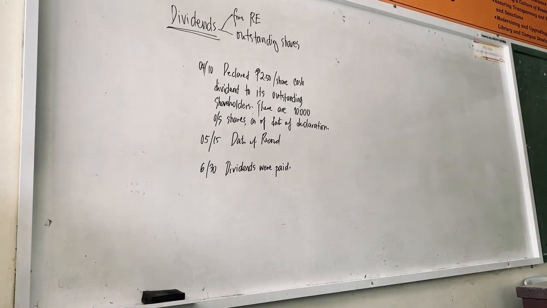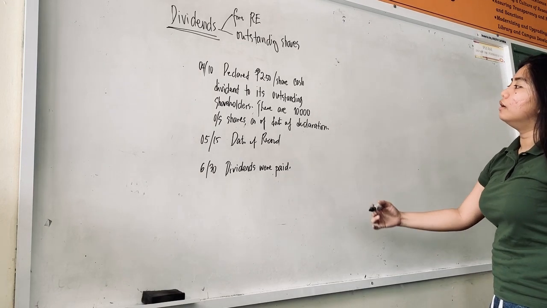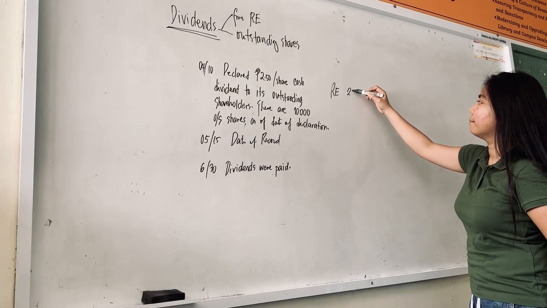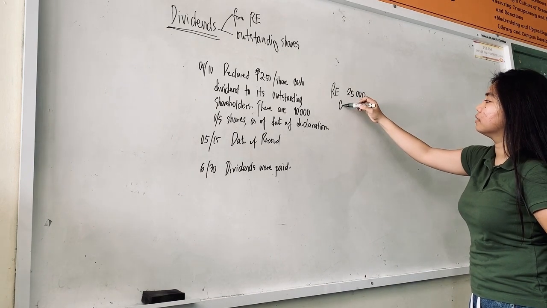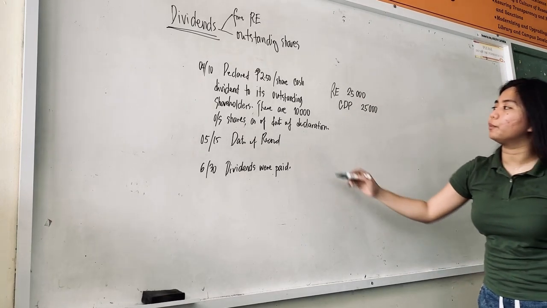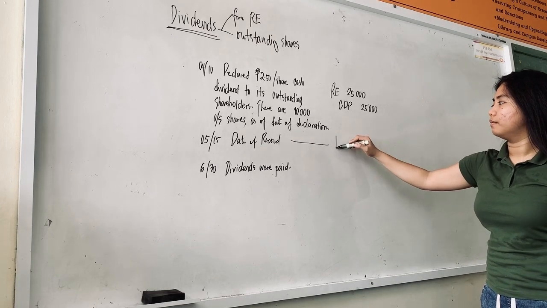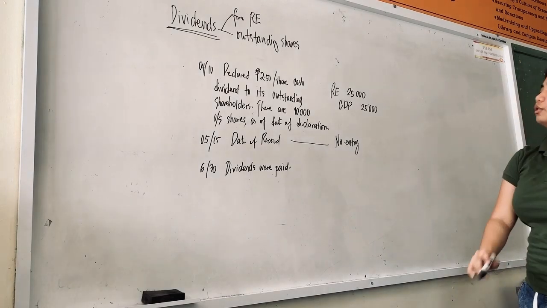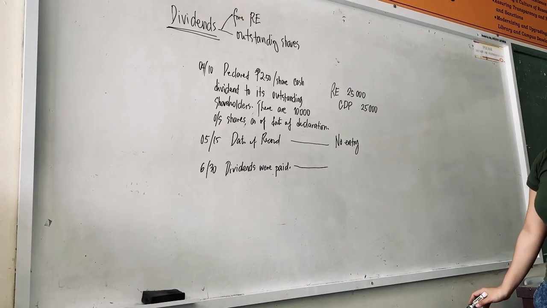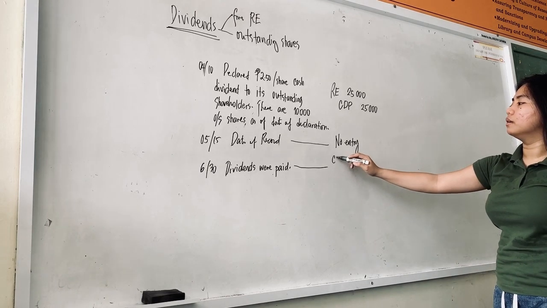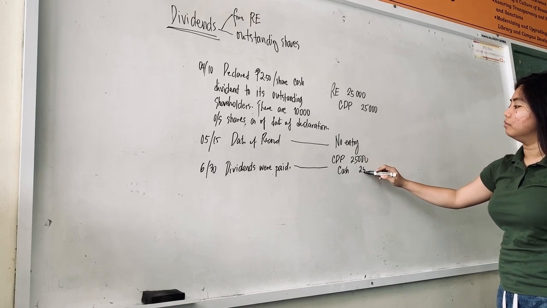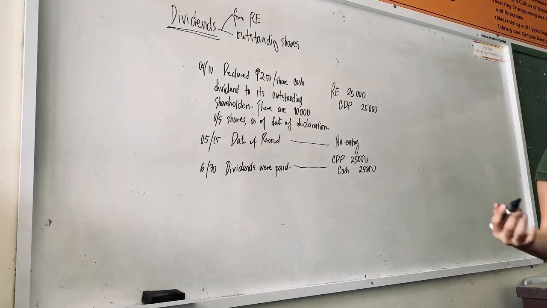Okay. So what should be the entry on April 10? On April 10, the entry should be debit retained earnings, how much? 25,000. Okay, 25,000 and credit cash dividends payable, 25,000. So the date of record, will there be any entry? No entry. So, on the date of payment, the entry would be debit cash dividends payable, 25,000, and credit cash, 25,000. So that's all for the cash dividend declaration.